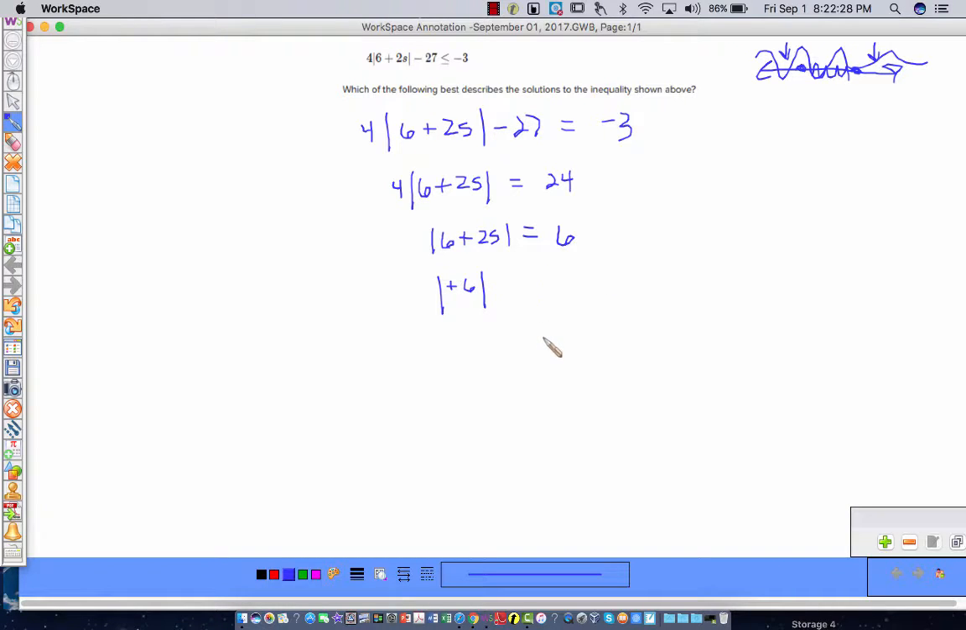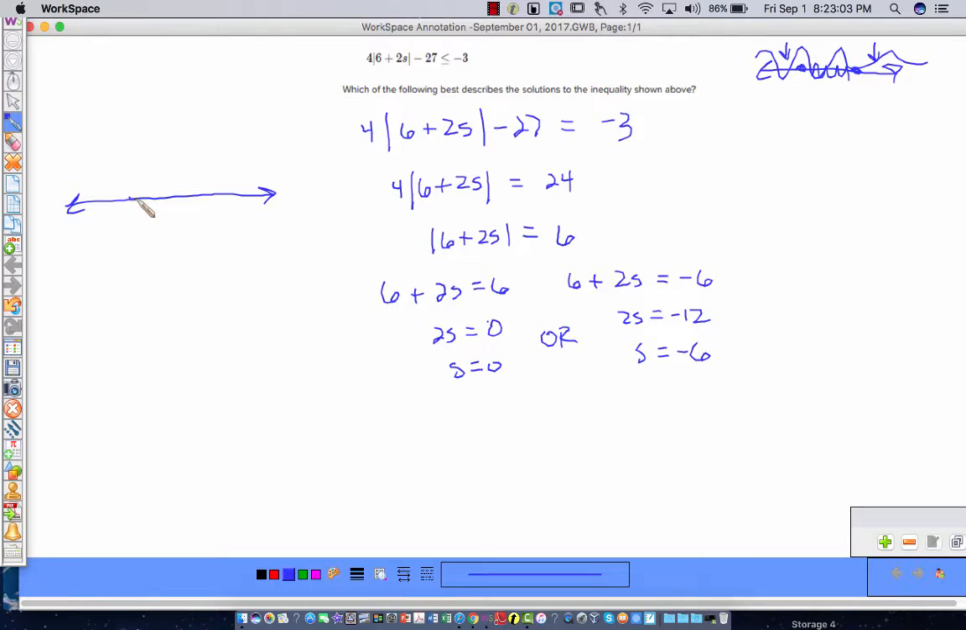So we say 6 plus 2s could equal positive 6, or 6 plus 2s could equal negative 6. Then we solve real quick. Subtract 6, 2s equals 0, so s could equal 0. Or subtract 6, 2s equals -12, and then s would be -6. So my test points for my range of values are -6 and 0.